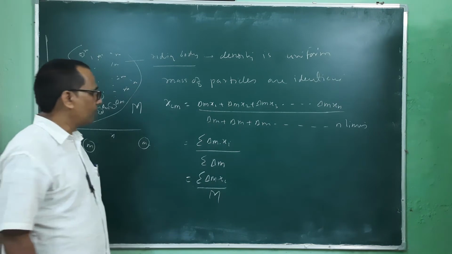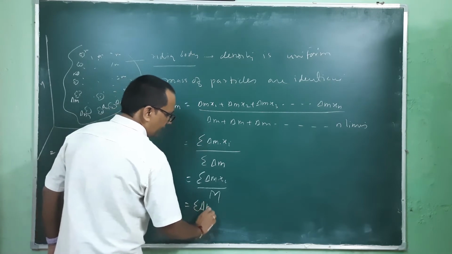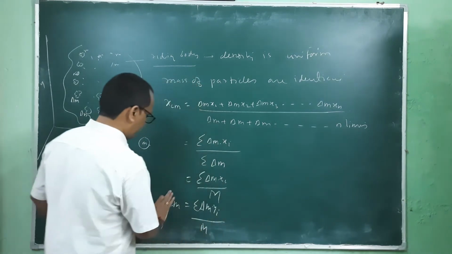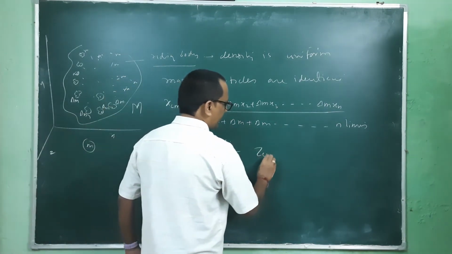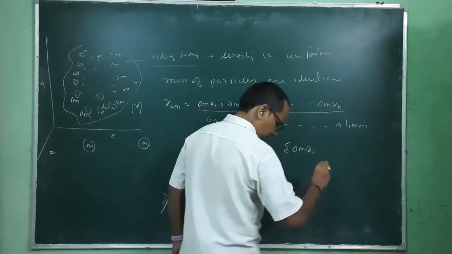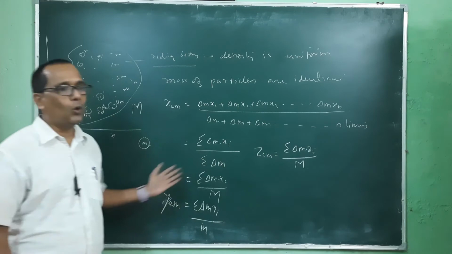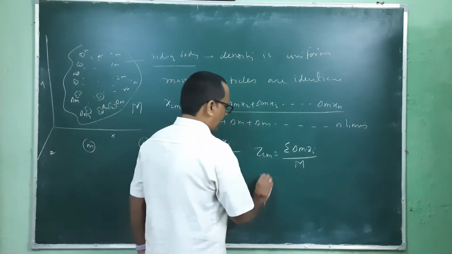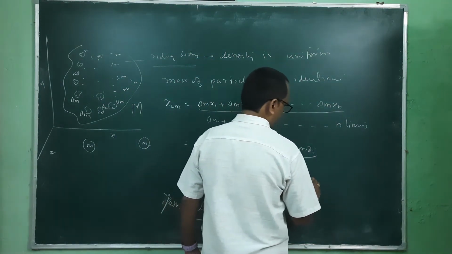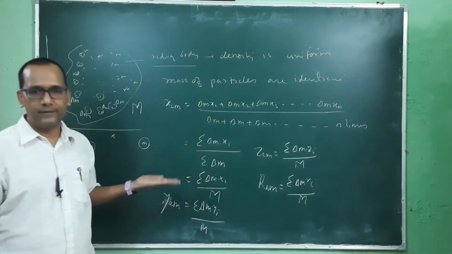Similarly, along the y-axis, YCM is equal to the summation of delta m times yi by M, and ZCM is equivalent to the summation of delta m multiplied by zi by the capital M. As a whole, in terms of position vector, RCM is the summation of delta m times Ri by capital M. So this is the method.